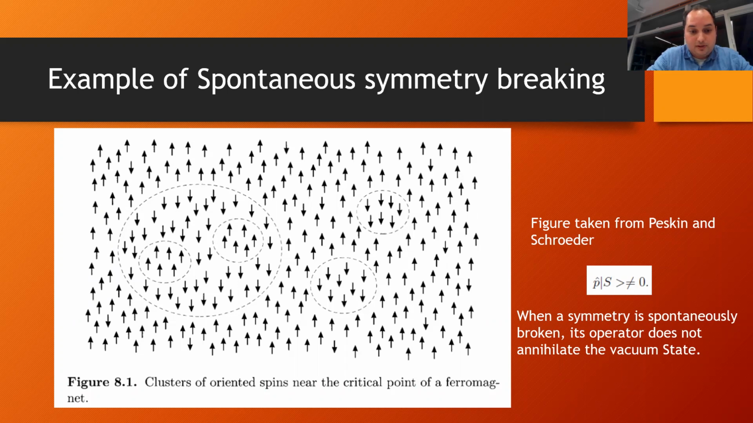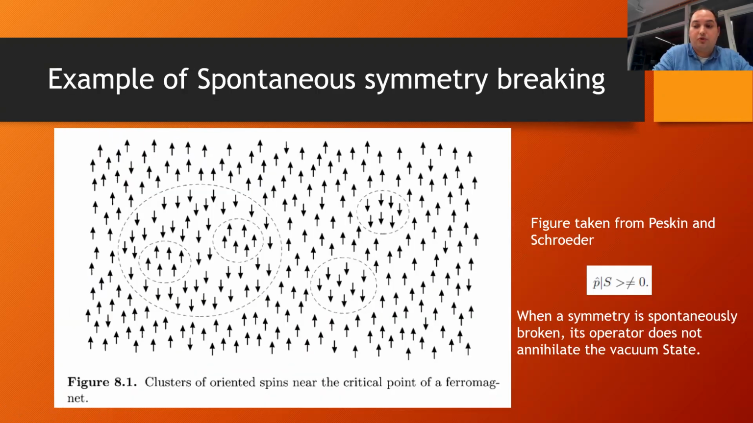In conclusion, in ferromagnets, when all the spins are oriented in one direction, we call this condition spontaneous symmetry breaking. Spontaneous symmetry breaking means my Hamiltonian still respects all the symmetries, but my ground state violates some symmetries. In this case, rotational invariance. When my ground state violates some symmetries, it means that the operator representing that symmetry doesn't annihilate the ground state. That's why on the right-hand side of this slide, you see this operator operating over the vacuum, and it cannot annihilate the vacuum. Okay, so this is the condition for spontaneous symmetry breaking.